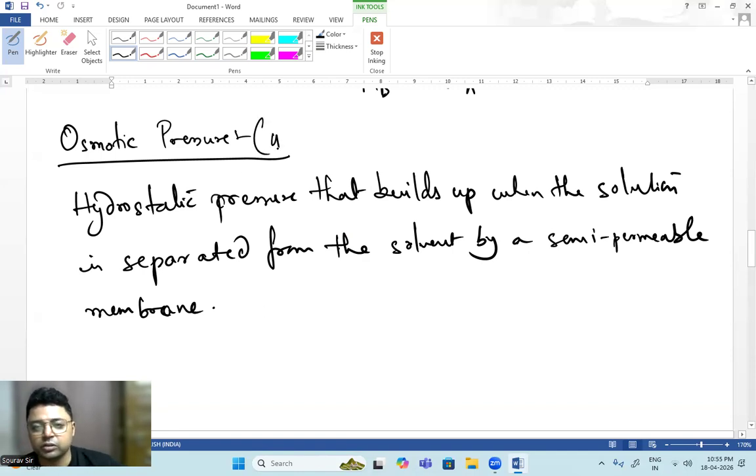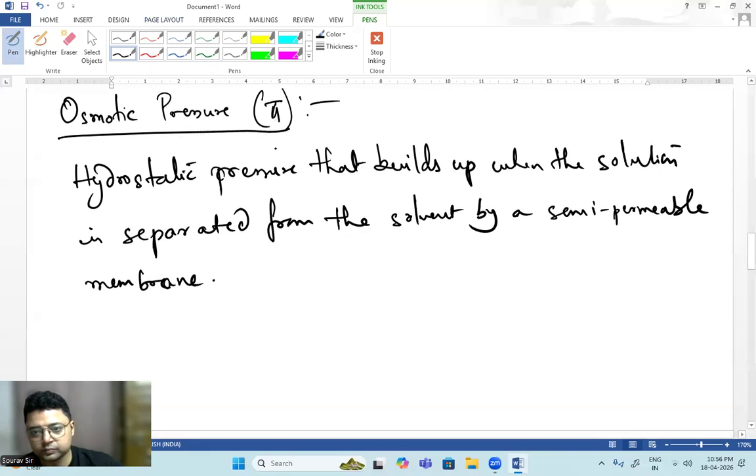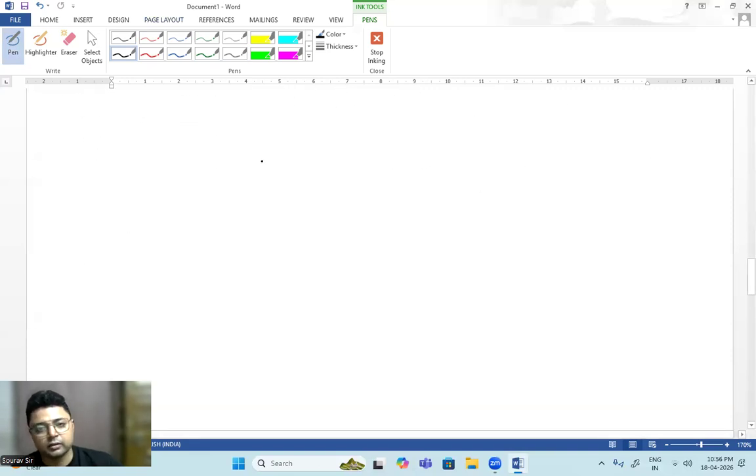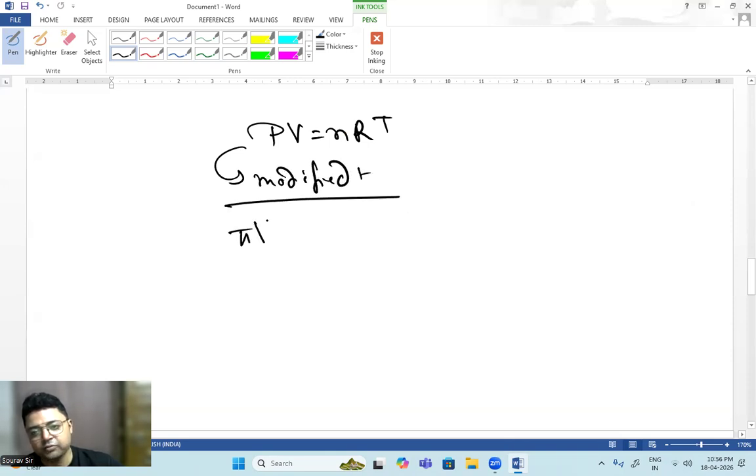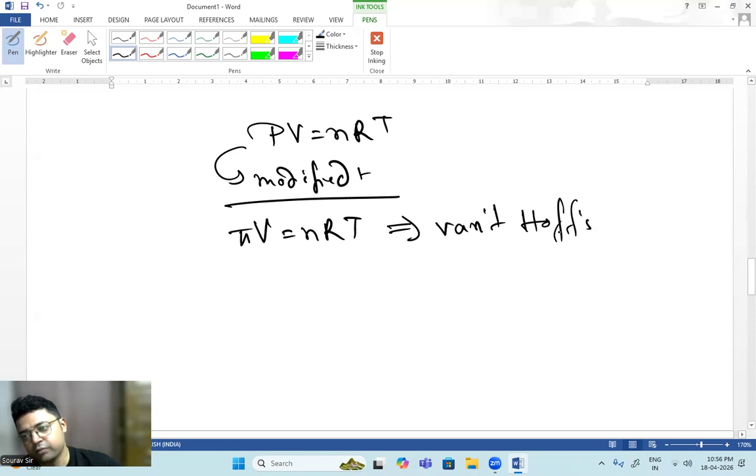Osmotic pressure is generally denoted by the pi sign. We have learned about the ideal gas equation PV equals nRT. This will get modified, and you will write here pi V equals nRT. This is the osmotic pressure or Van't Hoff equation. Pi V equals nRT.